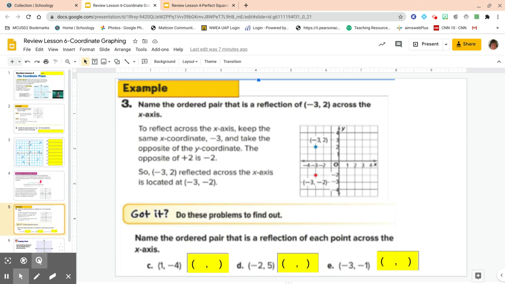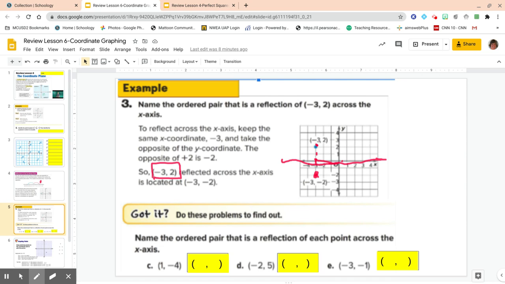All right, so our next slide says name the ordered pair that is a reflection of -3, 2 across the x-axis. Well, in this case, we're talking about this axis, the x-axis. And so we start with -3, 2. And we want to reflect, just like a mirror, a reflection across this axis. I went -3 down 2. Well, if I want to reflect over, then I'm still going to go -3, but now I'm going to go up 2. So -3, 2 is the reflection.